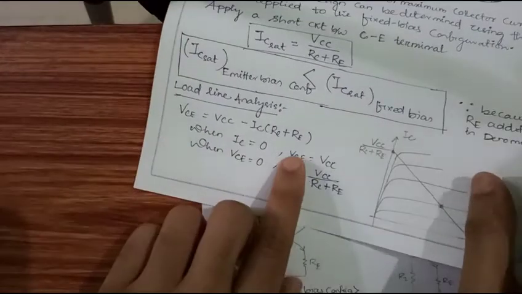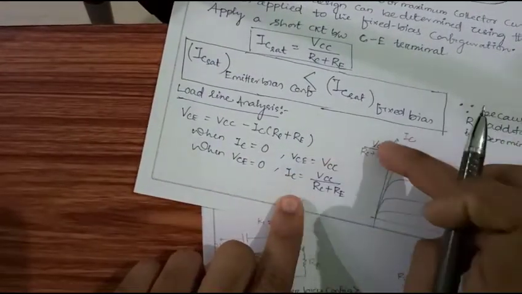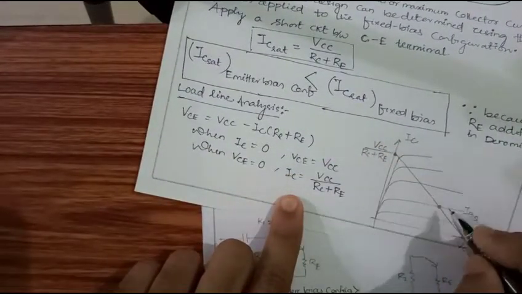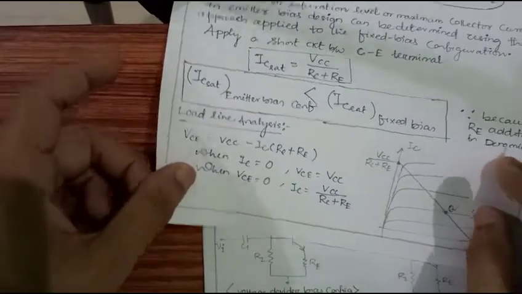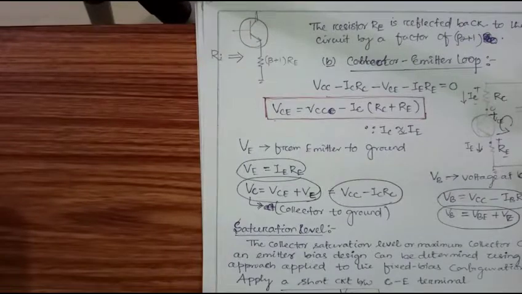And for the load line, these are the 2 points. Once I find these 2 points, I can join a line, and from that I can find my Q point with a fixed value of IB. Okay, now let's see one numerical based upon this emitter bias configuration.